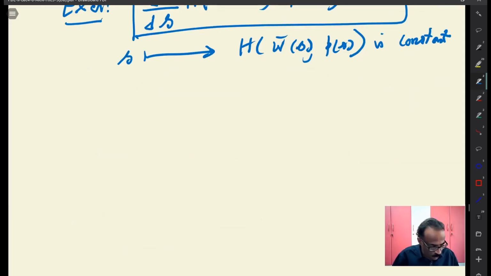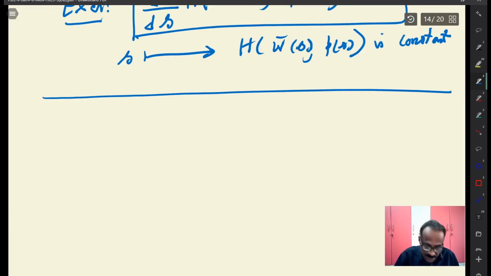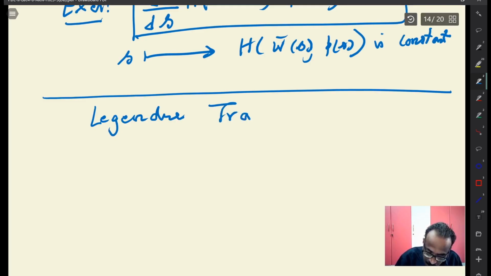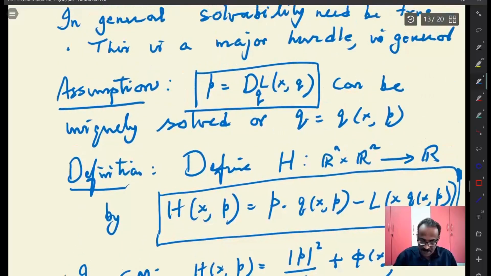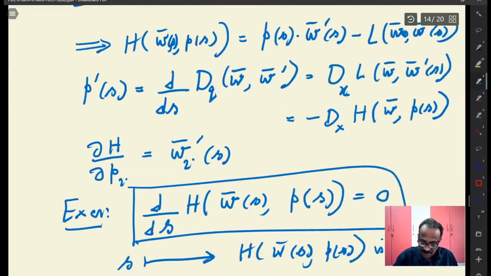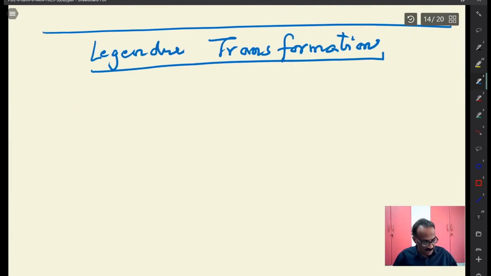Okay, so now we want to discuss something else, what we call the Legendre transformation. So this is the Hamilton's ODE, which is a system of 2n equations, and then we want to introduce in the general case what this Legendre transformation is. These are all advanced topics, so it is important that you study properly. Go through the Legendre transformations very carefully.